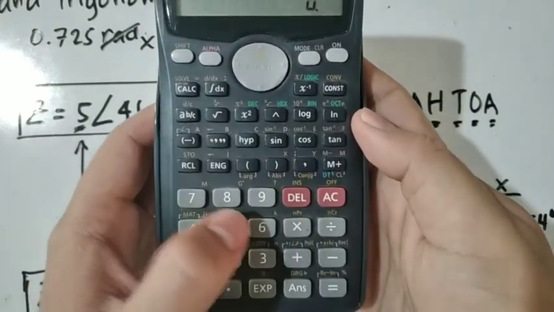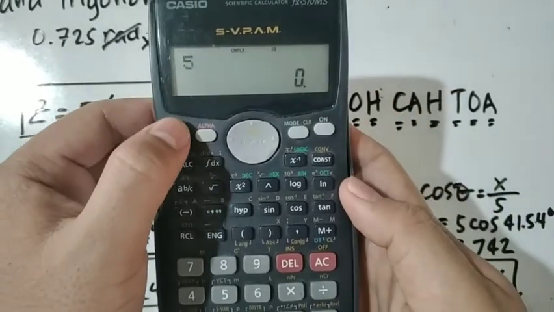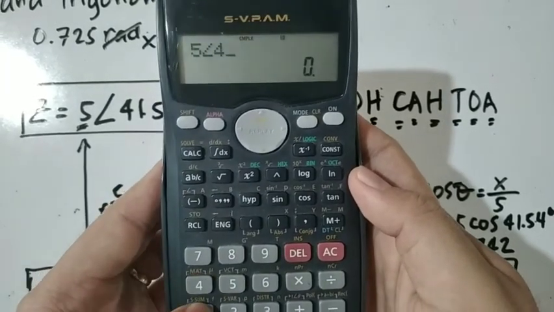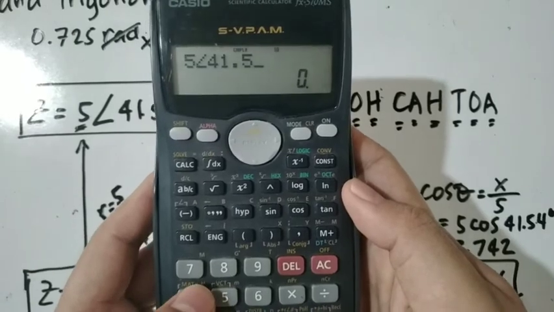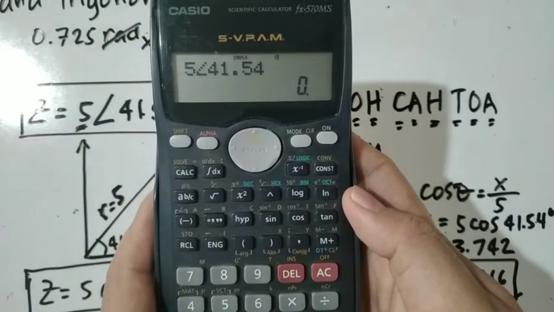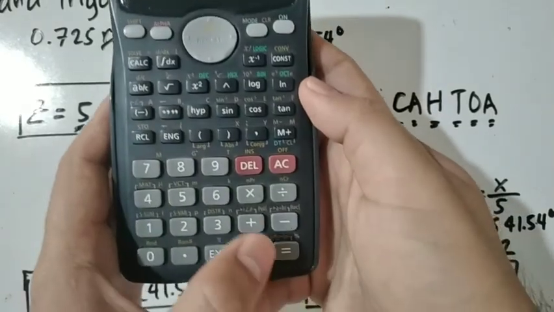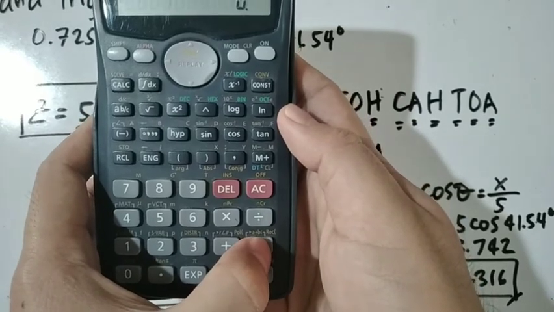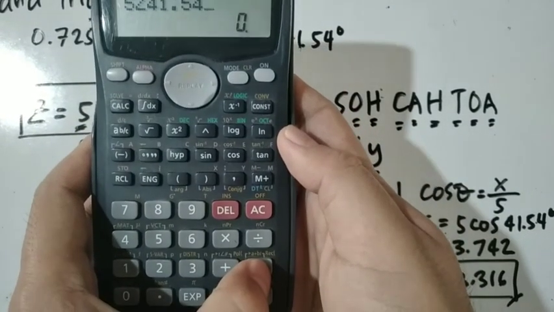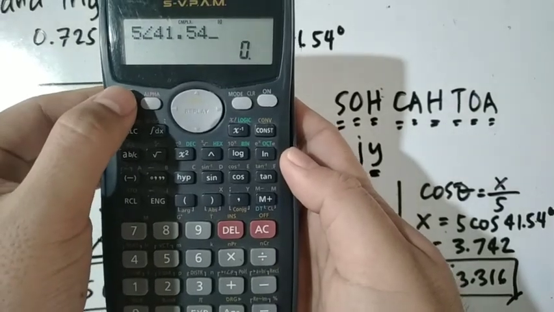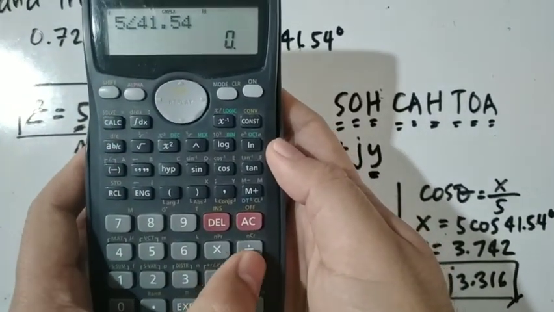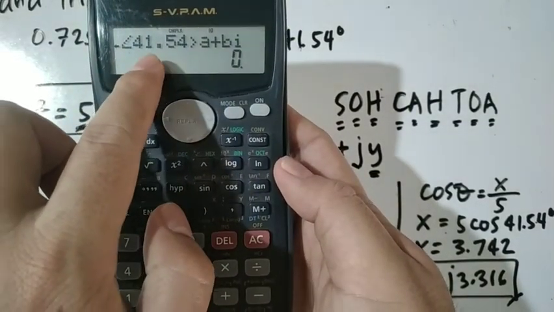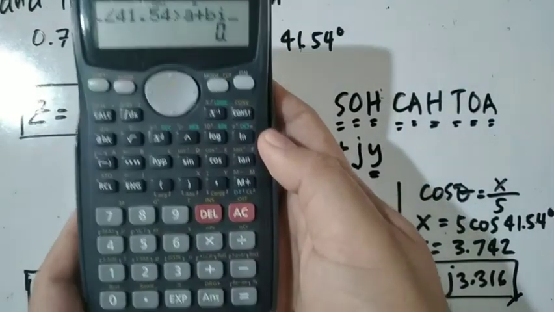That is, type 5 and then shift, you see this angle symbol, so 5 angle 41.54. Alright, so then you see this. This is a complex number in polar form, so we need to convert this to rectangular form. So you simply press shift and then this one. That means we are converting polar form into rectangular form. So you press equal.